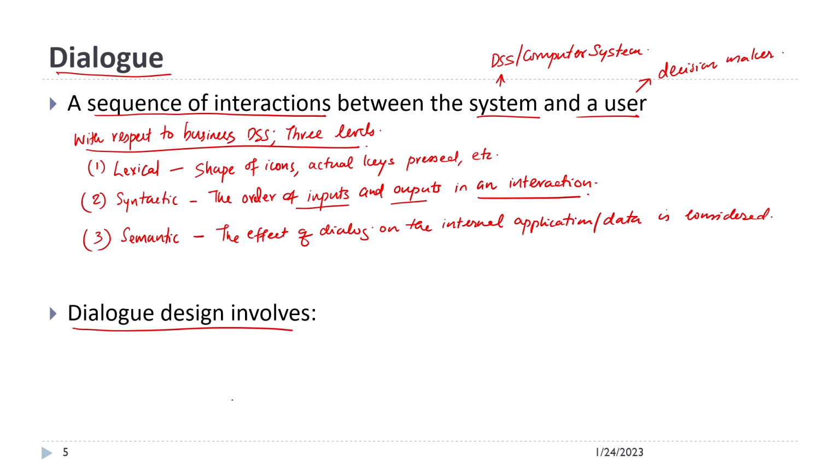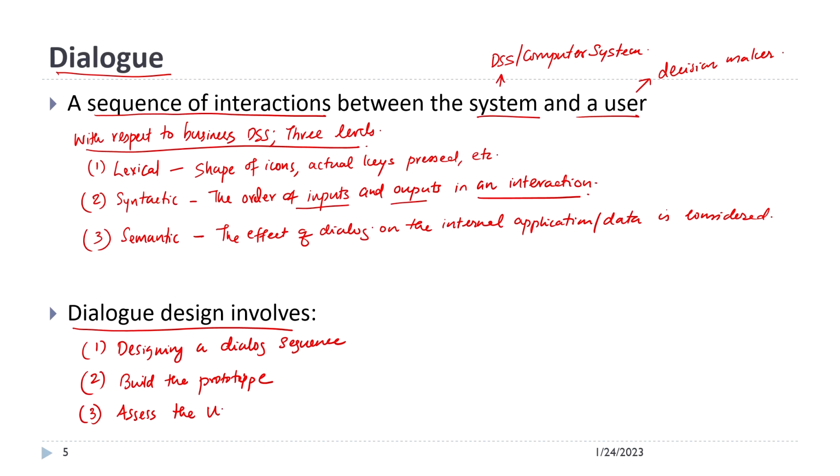It has 3 aspects to it. Again, we deal with most things in 3s, I believe. The first part is designing a dialogue sequence. I mix both UK and US spellings, so you can read both. First you design the dialogue sequence: how the user will interface with the system and the system with the user. The second one is to build the prototype. And then you assess the usability of the prototype.